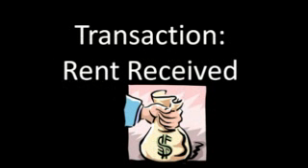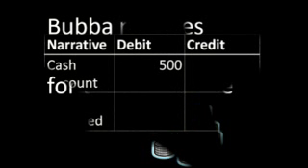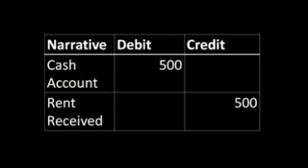Sales are not the only form of revenue that a business may receive. Bubba rents out a boathouse and receives rent as income. This rent received is recorded as a debit in the cash account. It will be recorded as a credit in the rent received account, which is a revenue account. Remember that credits increase revenue accounts.